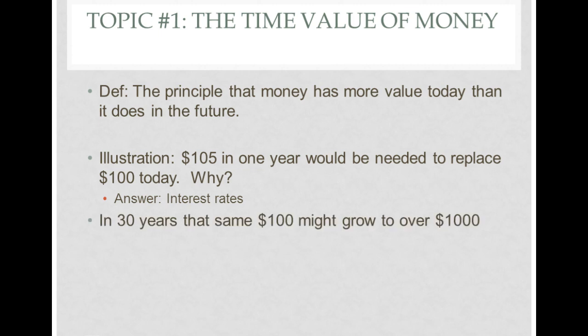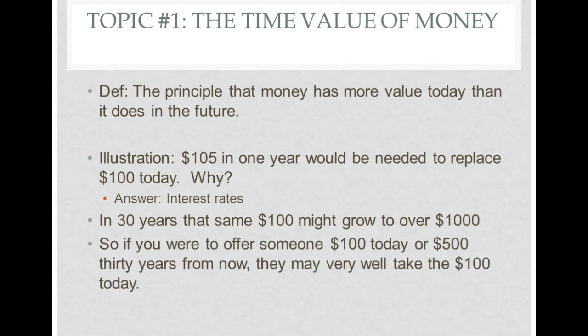Another way of thinking about this is this. In 30 years, that same $100 might grow to over $1,000. So if you were to offer someone $100 today or $500 30 years from now, they might very well take the $100 today. Now that, on its face value, might seem silly. Why would they take the $100 today and let $500 go? Well, because they understand the time value of money, that having money now is more important than having it in the future. And because of interest, that money could, if we hang on to it, grow to almost $1,000. So if we only offer $500, there's really no reason for someone to wait for that money.